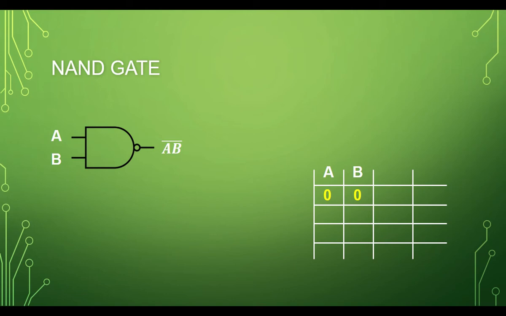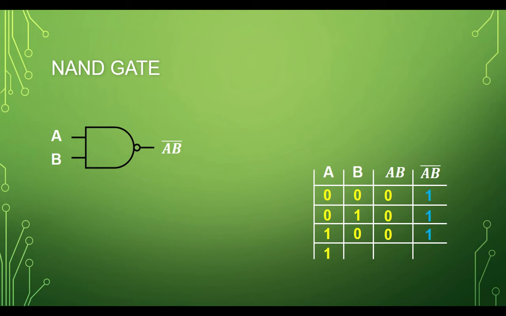We AND A and B, so we get a result of 0. And then we negate this result, this will turn to 1. Let's have a different input for A, let's say 0, and for B is 1. We AND these inputs and then this results in 0. Then we negate the result, this becomes 1. Let's say for A is 1 and for B is 0. We AND A and B, this becomes 0. And then we negate that 0, this becomes 1.